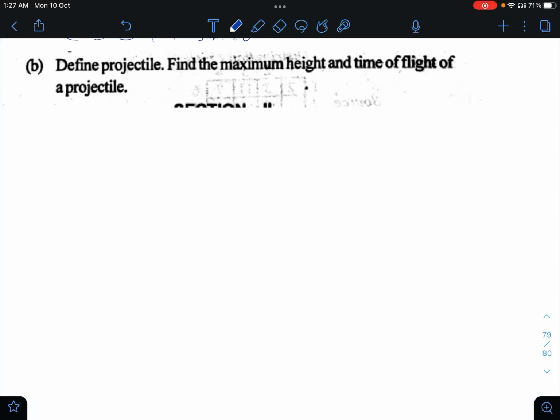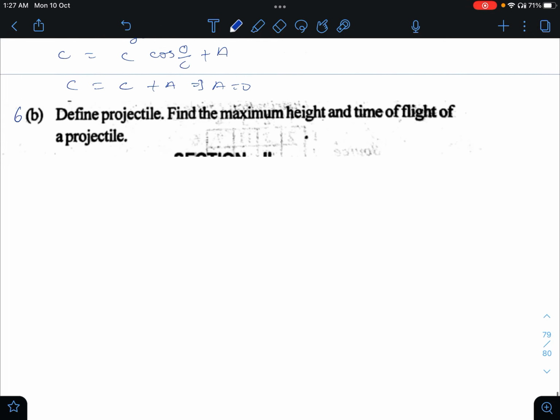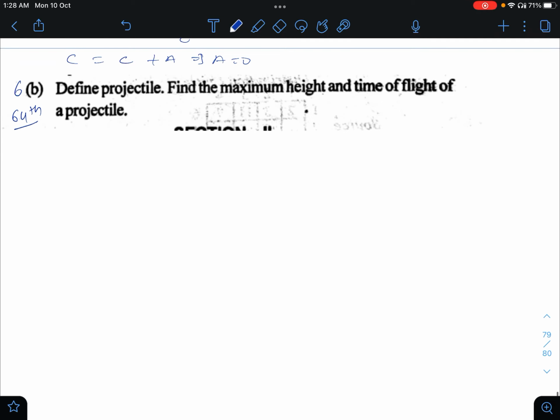Hello guys, this is Nihal and we will solve question number 6B of the 64th Bihar PCS Mains Examination in mathematics optional paper. It says: define projectile and find the maximum height and time of flight of a projectile.